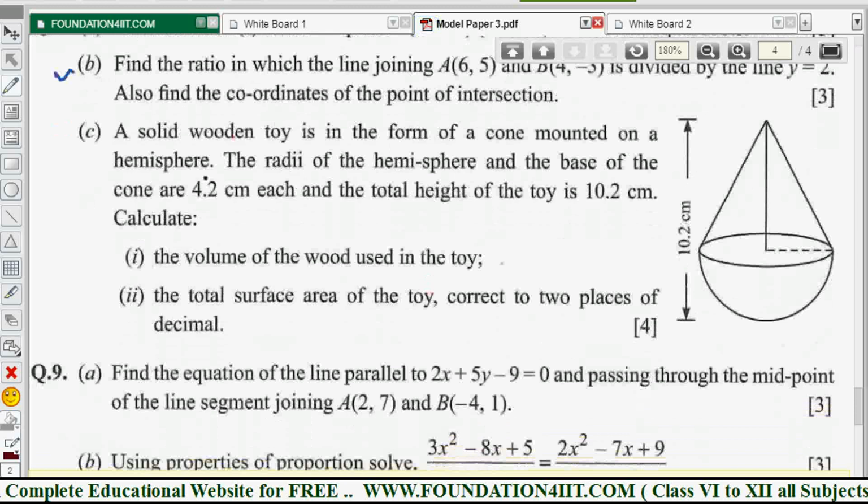This is question C. A solid wooden toy is in the form of a cone mounted on a hemisphere. The radius of the hemisphere and the base of the cone is 4.2 centimeters, so this is the common radius. The total height of the toy is 10.2 centimeters. Calculate the volume of wood used and the total surface area of this toy to two decimal places. So let's take the given data and solve this.